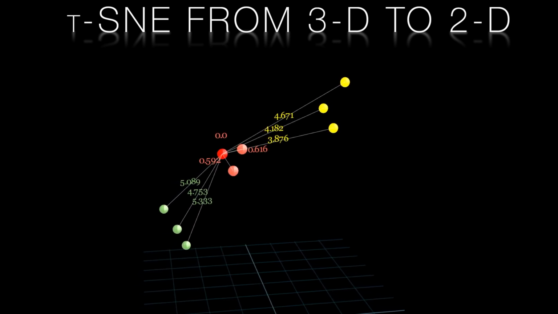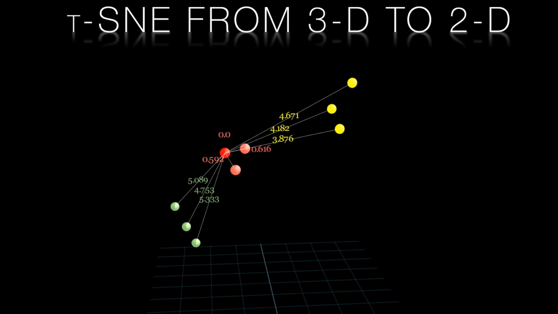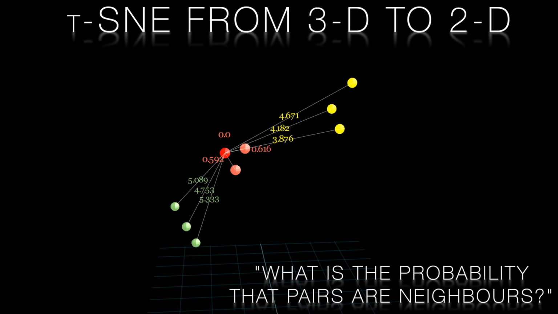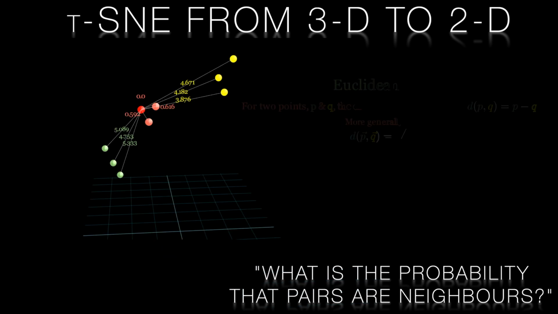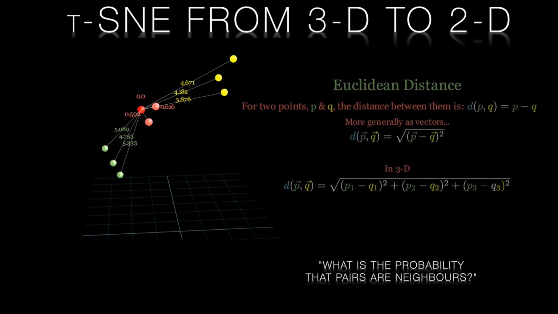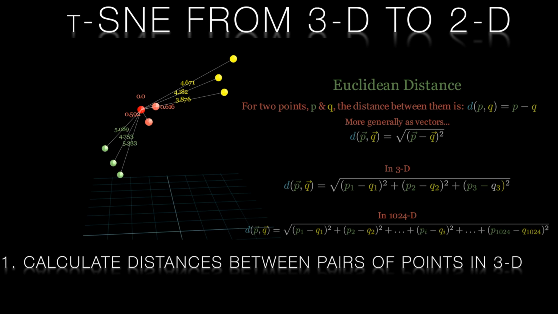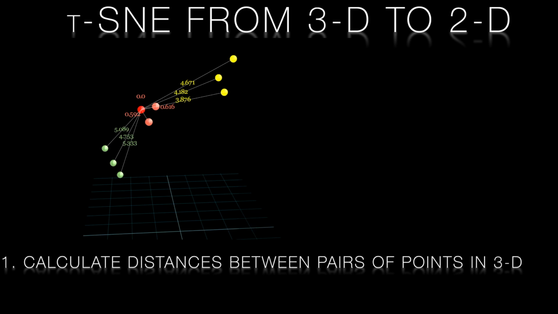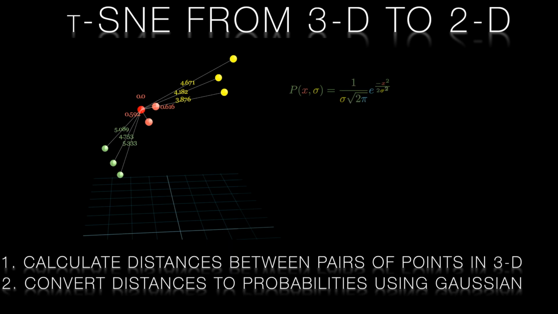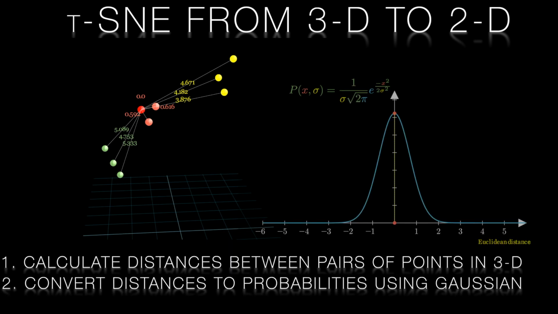green groups. t-SNE first splits all the points into pairs, and it then seeks to quantify the question, how likely is each pair to be neighbours of one another? We can calculate the Euclidean distance between each pair of points. Points that are close are much more likely to be neighbours than points that are far away. So to convert these distances into probabilities, t-SNE uses the good old Gaussian distribution. You'll have an opportunity to influence the variance of this distribution by setting a parameter called perplexity. So more on that in a little while.